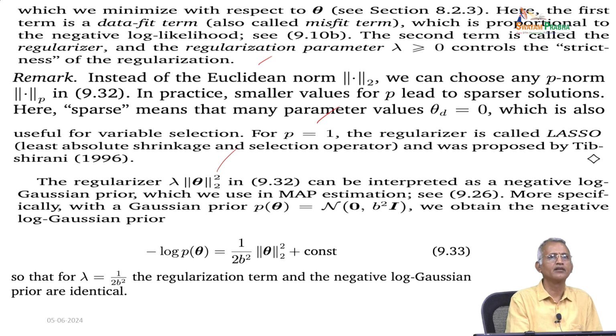which we use in the MAP estimation, in equation 26c. More specifically, for the Gaussian prior p of theta equal to N of 0, b squared I, we obtain the negative log Gaussian prior: minus log p of theta equals 1 by 2b squared times norm theta squared plus constant. So, lambda equals 1 by 2b squared, the regularization term and the negative log Gaussian prior are identical.